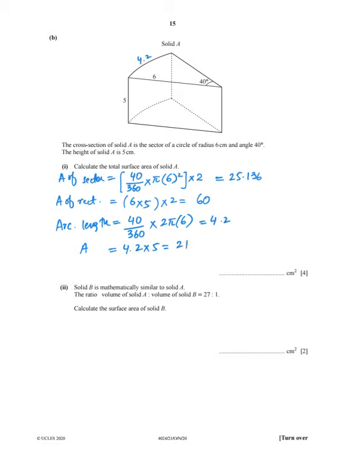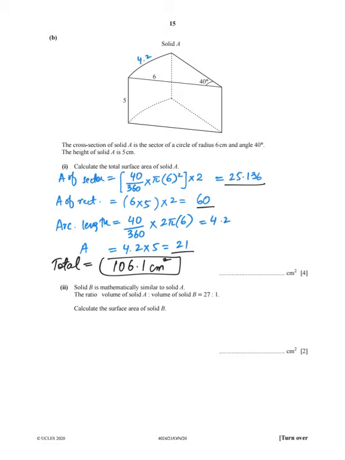Alright, for total surface area, we need to add the values of these underlying values, right? So that will be 21 plus 25.136 plus 60, and gives you the value of 106.1 centimeter square. That is your answer.